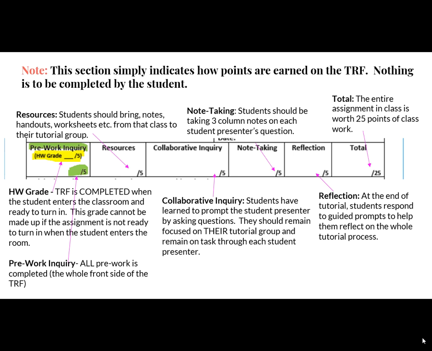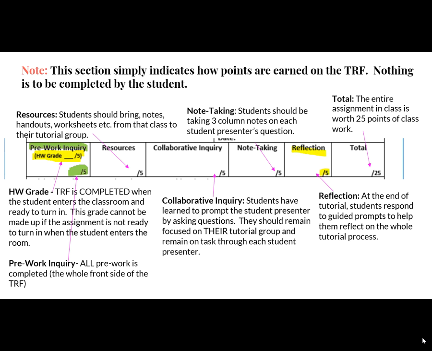Next is the note-taking. Students will take 3-column notes on the student presenter's questions. This should really serve also as a resource to study or review. So the students should take notes that are good and detailed enough to serve as a resource for them as well. And then finally, we end with a reflection.